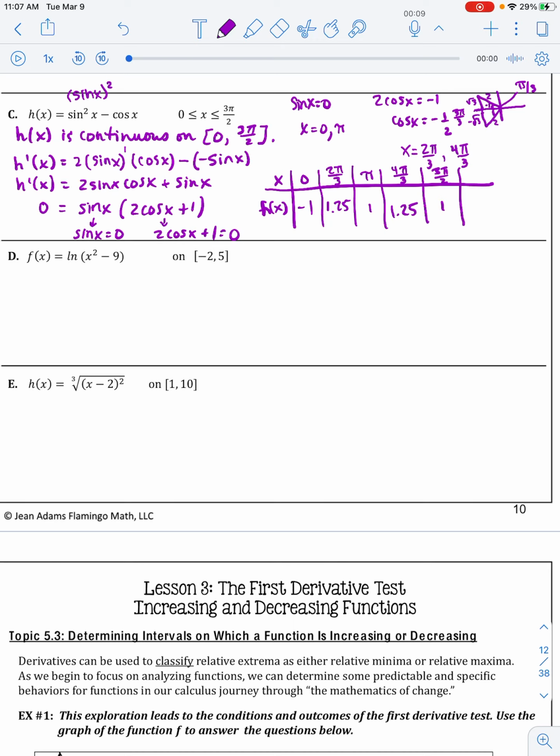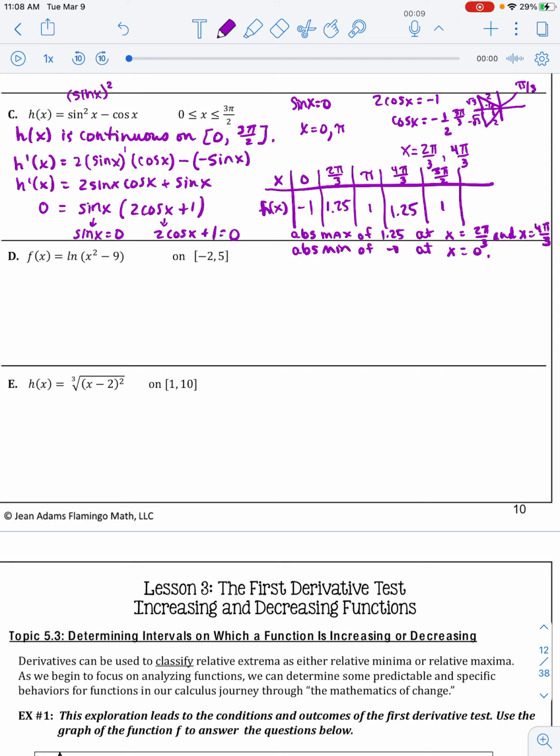So you have an absolute max of 1.25 at x equals 2 pi over 3 and x equals 4 pi over 3. And you have an absolute min of negative 1 at x equals 0. Okay, so that would be for part C.